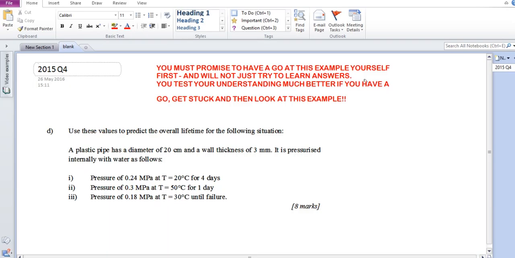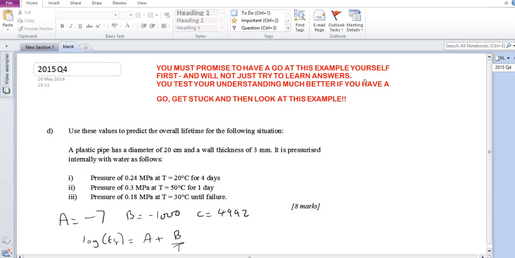So what we have in this case is A, I'll use a value of -7, B we'd already got as -1000, and C I'll use a value of 4992. And what we need to do, remembering that we're dealing with Miner's rule, is that the log of the time to failure is equal to A plus B over T log sigma, the stress, plus C over T, where T is the temperature in Kelvin.